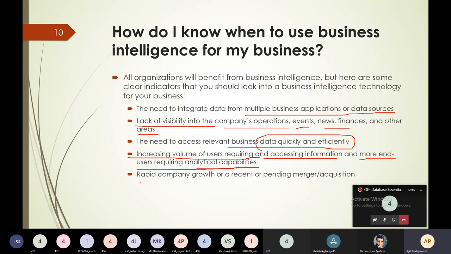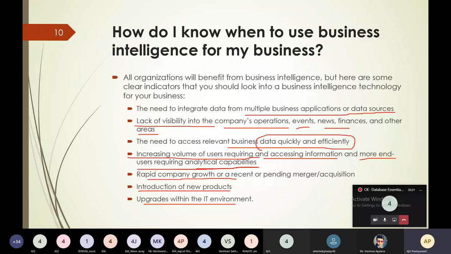Next is rapid company growth or recent or pending merger or acquisition. In this case also, you need to go for business intelligence. Suppose you are having new products and you need to introduce them into the market. In that case also, you need to go for business intelligence. Upgrades within the IT environment. In that case also, you go for business intelligence.